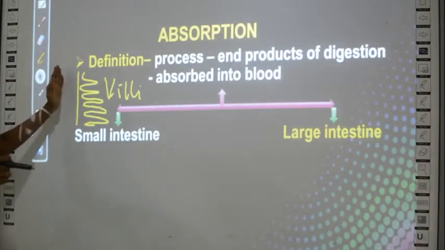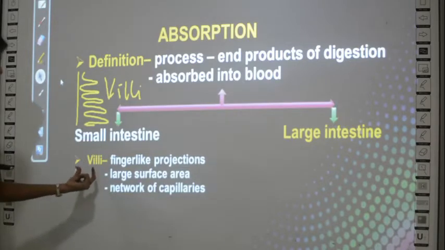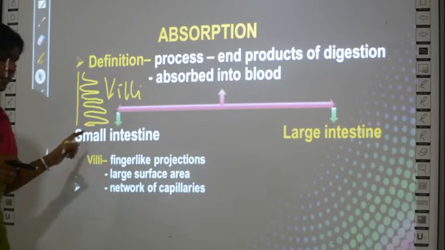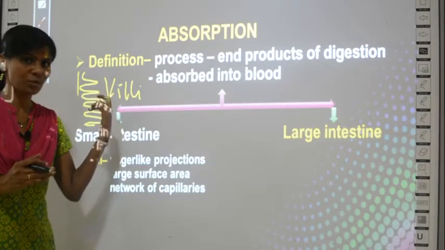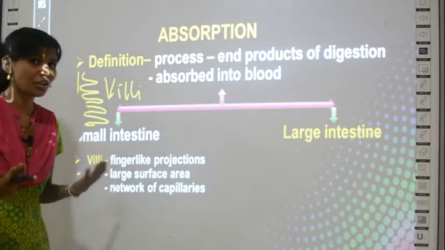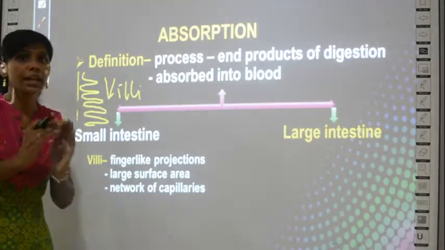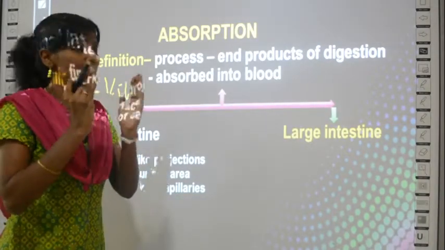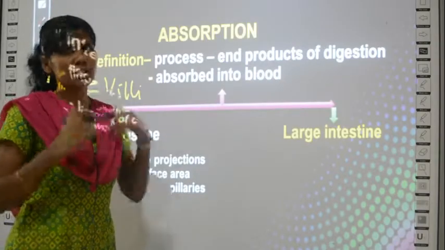So let's look into the slide. What does the slide say? Small intestine has villi. What are villi? These finger-like projections which have large surface area. I have described this in the structure of the small intestine, right? They have large surface area. And what is new in this slide? They have a network of capillaries, which means they have so many blood vessels which can take these end products of nutrient digestion into the blood.